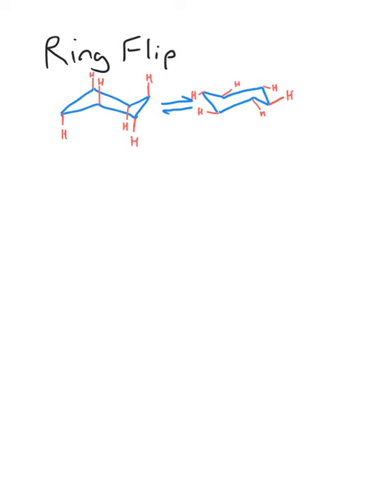There's also this thing called a ring flip, where a chair can flip around so that all of its axial positions become equatorial positions. And this occurs through the boat conformation.